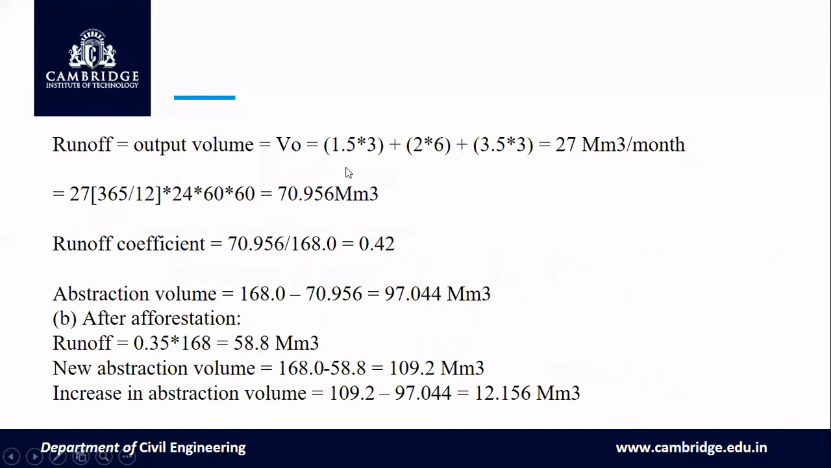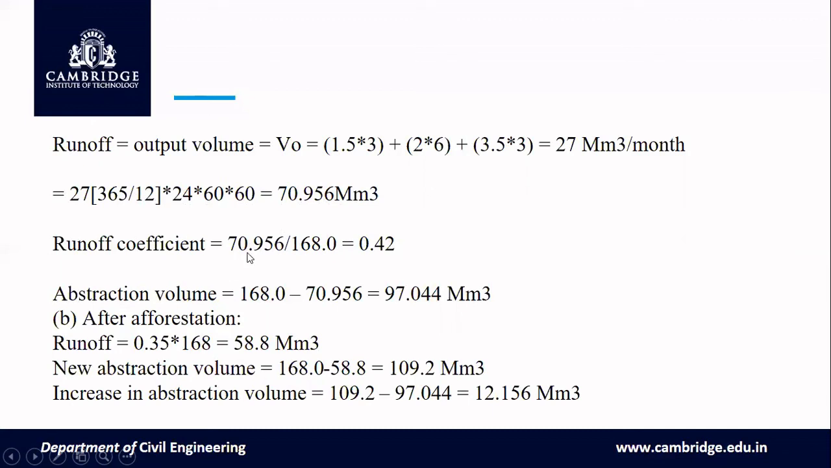The output volume, they gave for 3 time periods. For the starting 3 months, it will be 1.5 meter cube per second. Then for the middle 6 months, it will be 2 meter cube per second. Then for the remaining 3 months, it will be 3.5 meter cube per second. Now in total it will be 27 million meter cube per month, but we have to convert that. So the total runoff output volume is what you have to calculate. We got 27 million meter cube per month, and for 1 year it is 365 days, 12 months. Now that has to be converted to seconds.